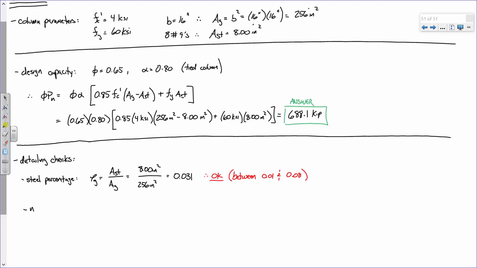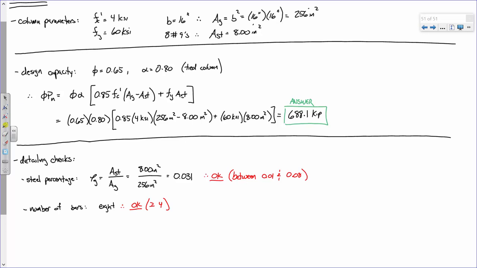Okay? Now, and some of these are going to seem kind of silly, but I'm going to go through them all. So the number of bars. How many longitudinal bars did this column have? 8, right? Now, is there any limit on the number of bars? Give me a hint. For spiral columns, you have to provide at least 6 bars. Anybody remember how many bars you have to provide for tied columns? 4. And so that's okay because it's greater than or equal to 4.